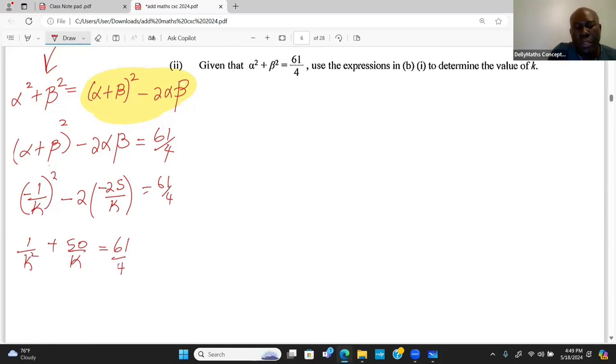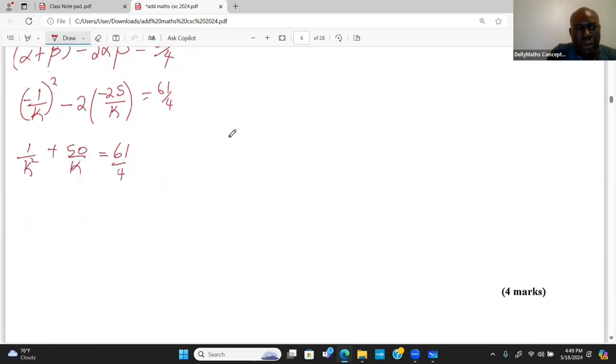So let us multiply throughout by 4k squared so that we could cancel. For example, we're going to multiply this by 4k squared, plus 4k squared times the 50 over k, and that is going to equal 4k squared times the 61 over 4. So basically what I'm doing is multiplying throughout by 4k squared in an effort to do canceling where necessary.